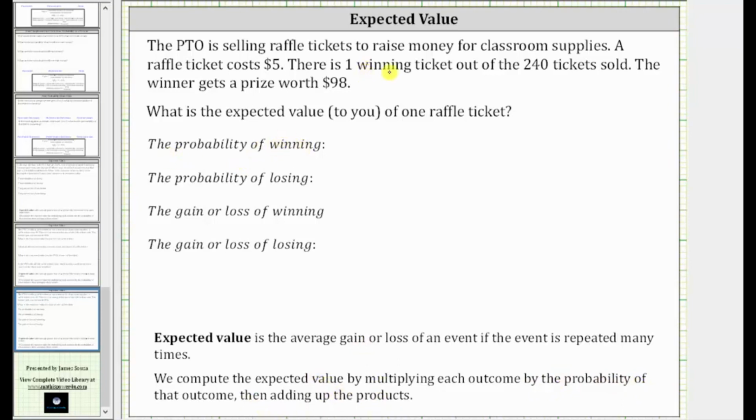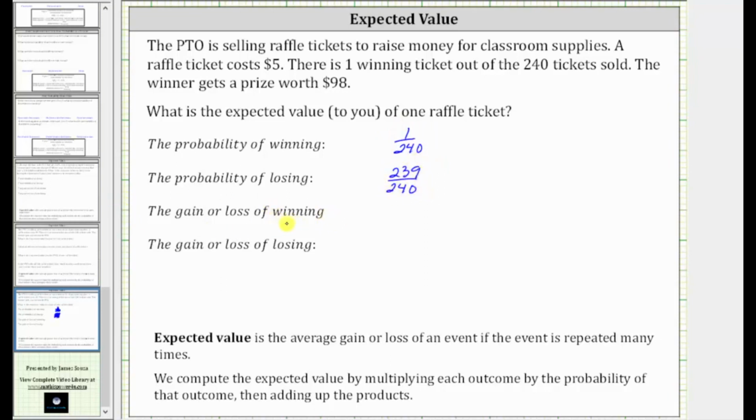Because there is one winning ticket out of 240 tickets sold, the probability of winning is 1 divided by 240, and therefore the probability of losing is 1 minus this value, which is 239 divided by 240. There are 239 losing tickets out of 240 total tickets.